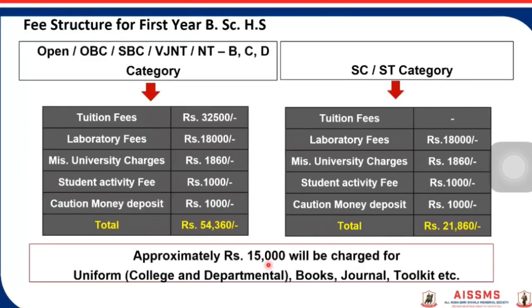To pay the fees, you need to know the fee structure. The fee structure for first year B.Sc Hs is as follows. For all categories except SC ST, the fees is 54,360, whereas for SC ST categories, the fees is 21,860. Apart from all these fees, approximately around 15,000 will be charged for uniform, books, journals, kits, etc.